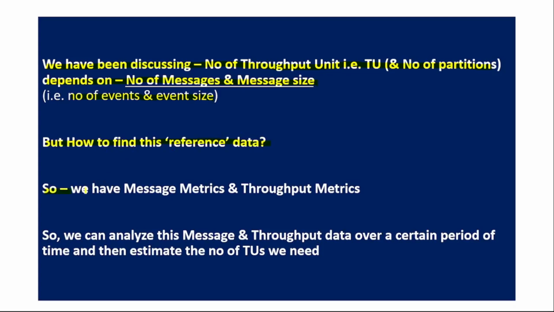For that we have message metrics and throughput metrics. We can analyze this message and throughput data over a certain period of time, and then we can estimate the number of TUs we need. For example, we can connect a few sample devices in our QA or staging environment. We can observe these metrics for a certain period of time, and then we can come to an approximate figure of TU we need. And now let's see it in the portal.